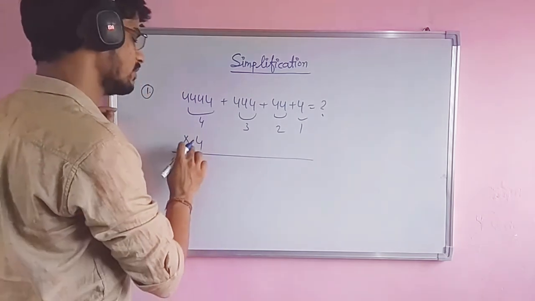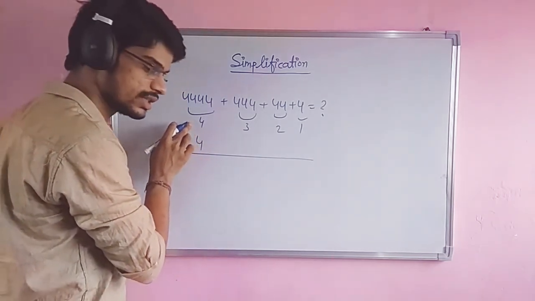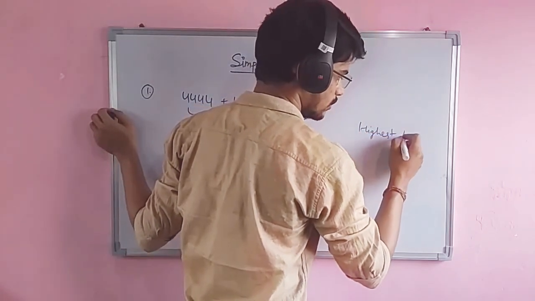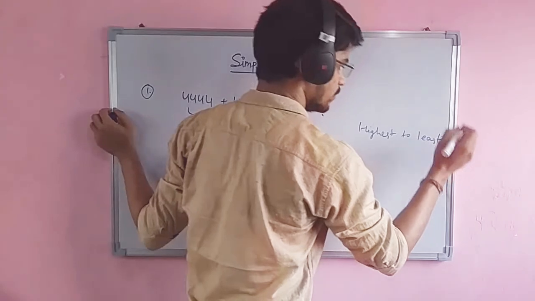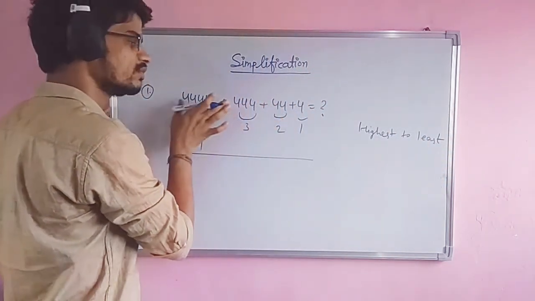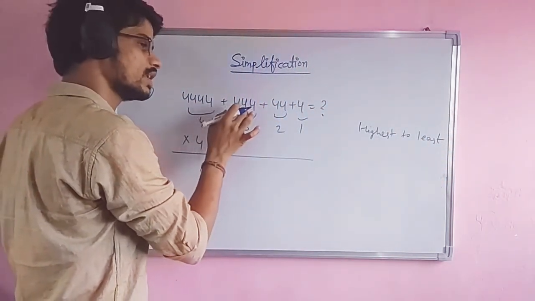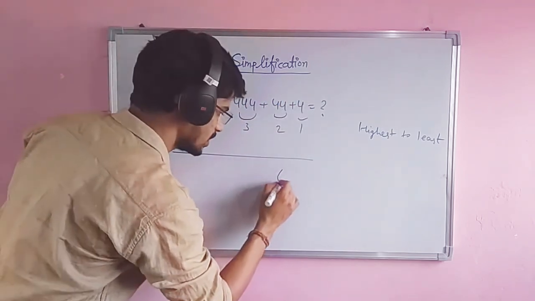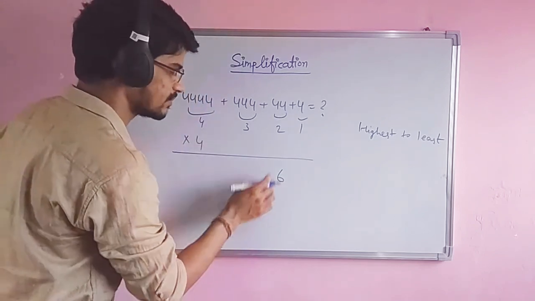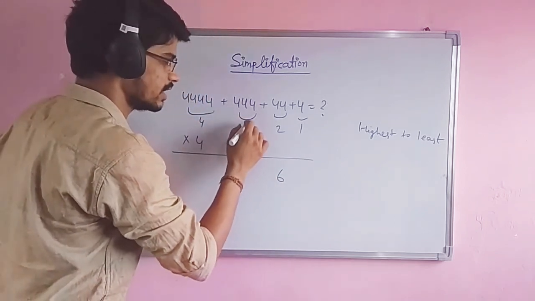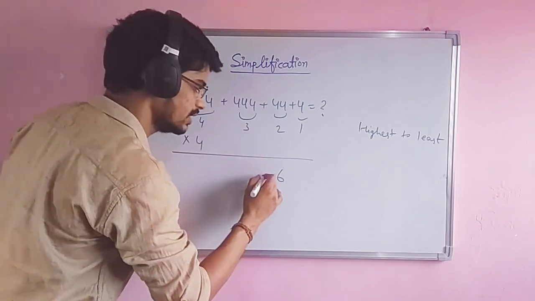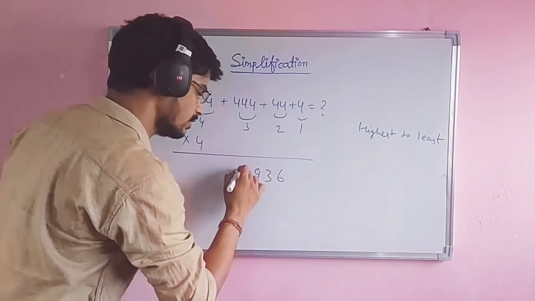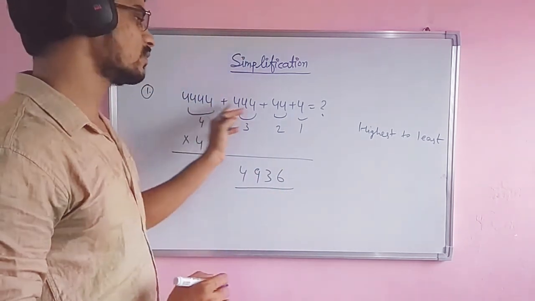Next, multiply from highest to least. We get the addition of 4 times 4 plus 3 times 4 plus 2 times 4 plus 1 times 4. That is, 4 4s are 16, carry 1. 4 3s are 12, 12 plus 1 is 13, carry 1. 4 2s are 8 plus 1 is 9, and 4 1s are 4. That is the addition of these numbers.